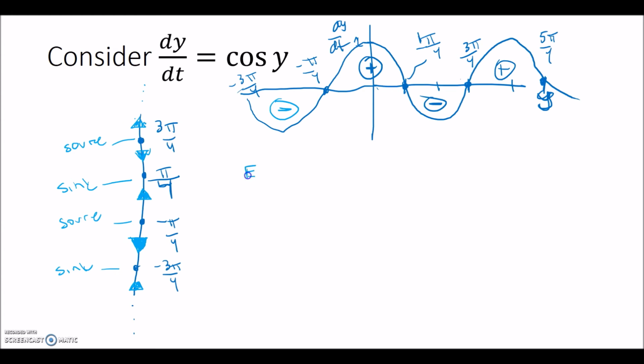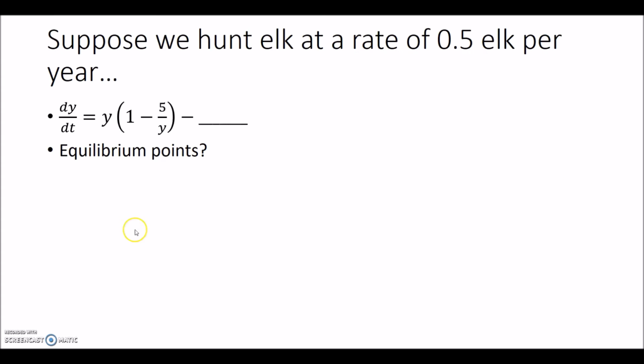So we can say that we have equilibrium points at y equals plus or minus k pi/4, where k is any odd number. So pi/4, 3 pi/4, 5 pi/4, 7 pi/4, 9 pi/4, and same thing in the negative region. And we have positive and negative ones. So this is a case where we can potentially have infinitely many of them.